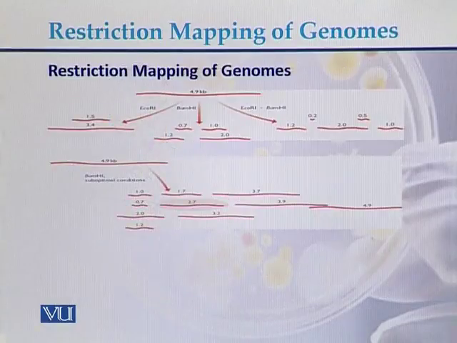Here is an example of how restriction mapping of the genomes is performed. We have a DNA molecule that is 4.9 kb. If we digest this 4.9 kb DNA with the restriction enzyme EcoR1, it produces two different fragments. When we cut the same DNA molecule with the restriction enzyme BamH1, it produces four different fragments. And if we cut the same DNA molecule with both restriction enzymes, EcoR1 and BamH1, then it produces five different fragments of the DNA.